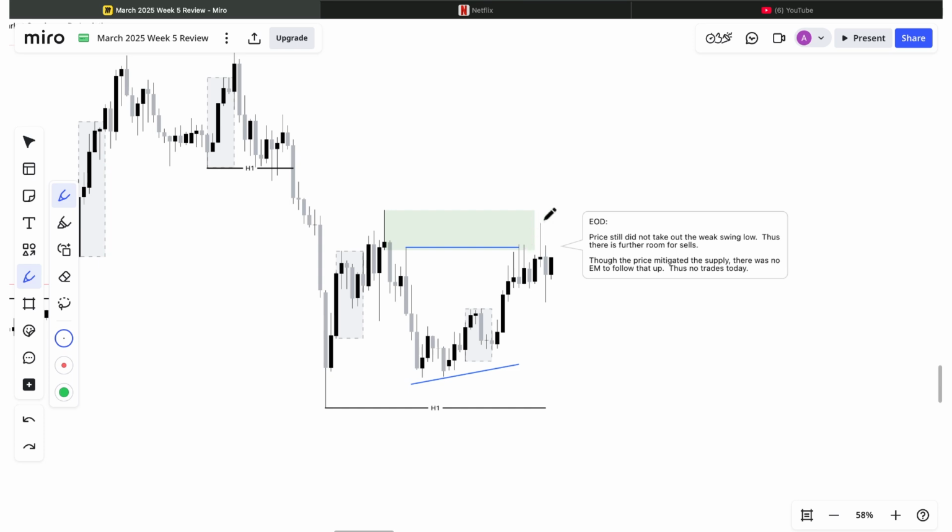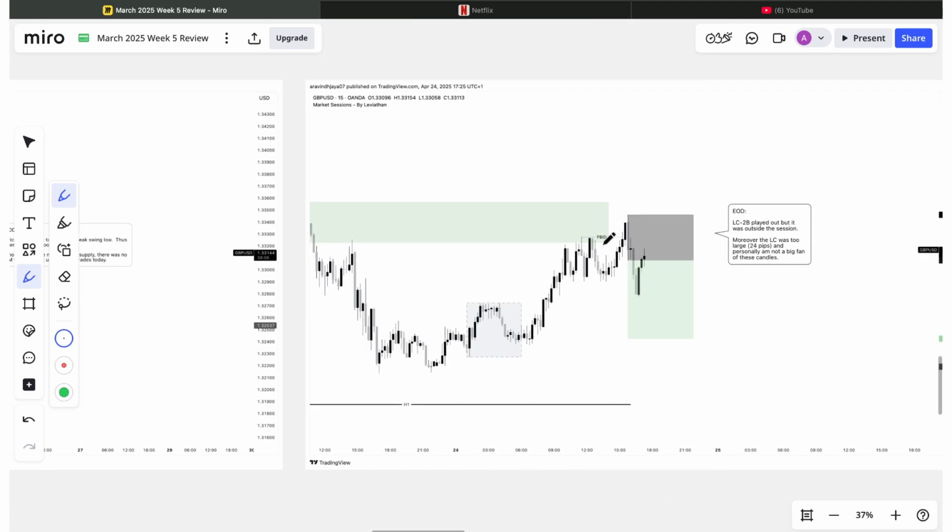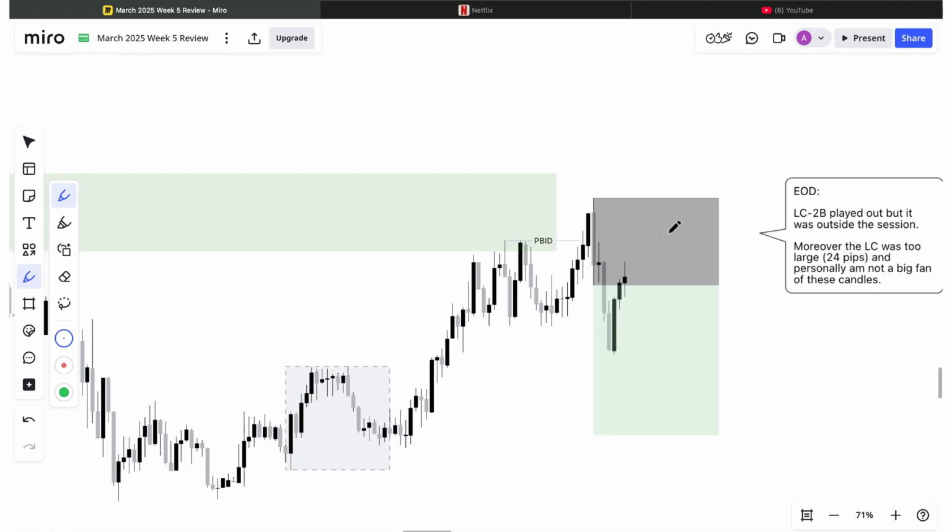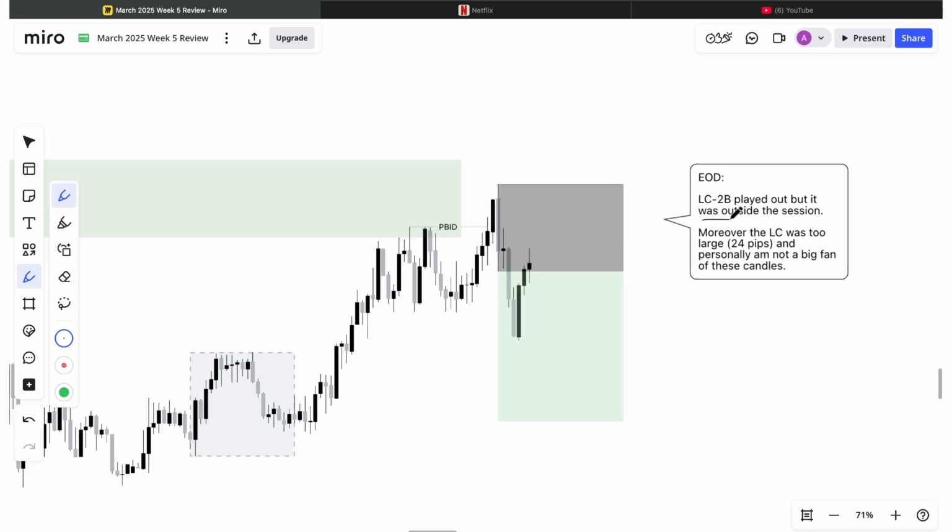So the price actually LC2B played out, but it was not in the session. I think I can show you that. LC2B played out, but it was outside the session. Moreover, the liquidity candle was too large, it was actually 24 pips large, I think.